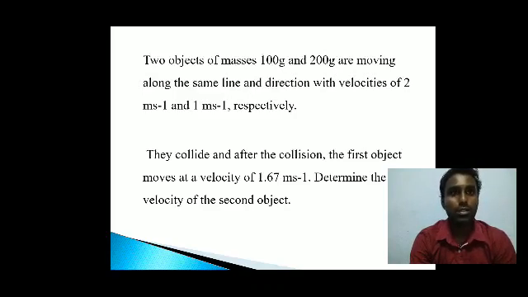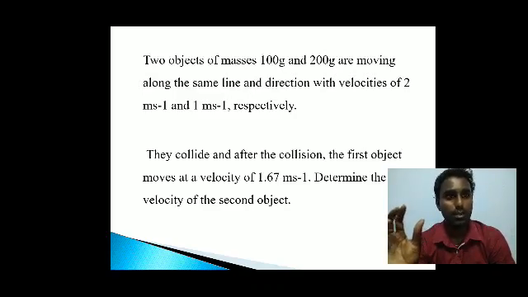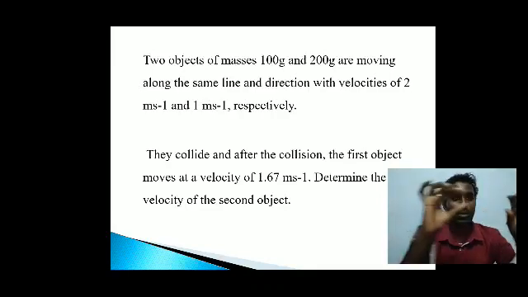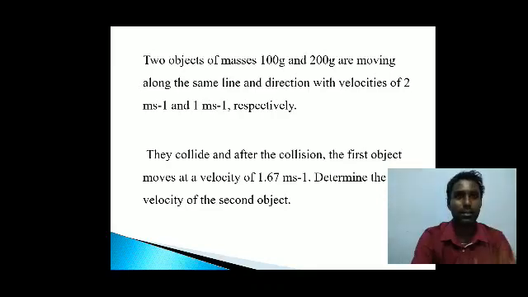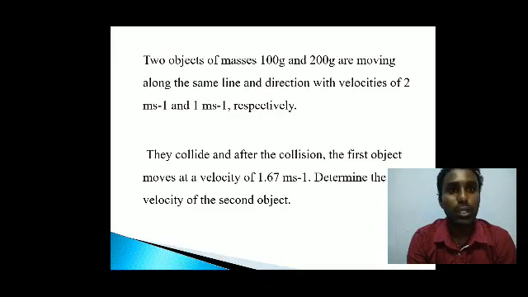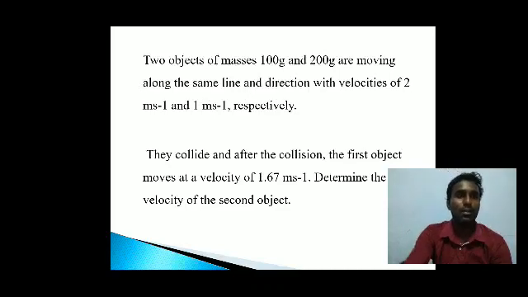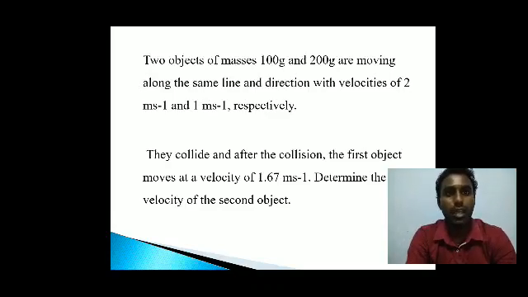So first, two objects having mass 100 gram and 200 gram are moving along the same line in the same direction. That means, see here, moving in this direction with velocities 2 meter per second and 1 meter per second. So one is going at higher speed, another at lower speed. That means surely they will collide with each other. So they collide. After the collision, what will happen?